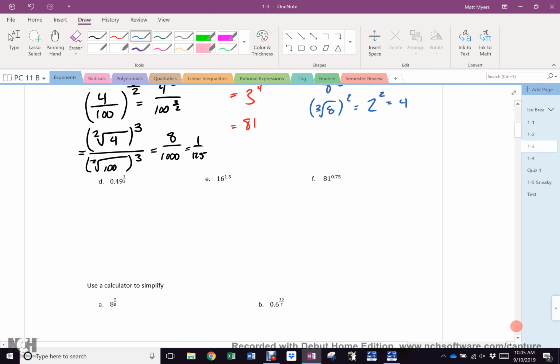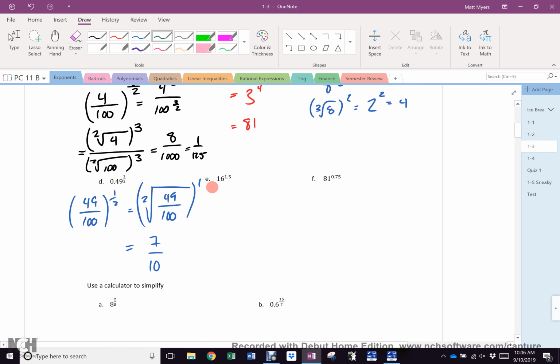What bugs us about D? It's a decimal. But of course we know that that's 49 over 100, yes? And it's all to the 1/2. Well, where does the exponent go? Square root of what? 49 over what? 100. All to what power? 1. What is the square root of 49? What is the square root of 100? Done.